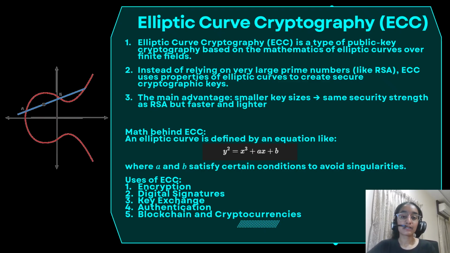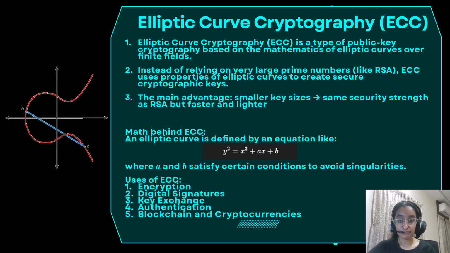So an elliptic curve is defined by an equation like y squared equal to x cubed plus a times x plus b, where a and b satisfy certain conditions to avoid singularities. On this curve, you can define a group operation. Adding two points gives another point on the curve.